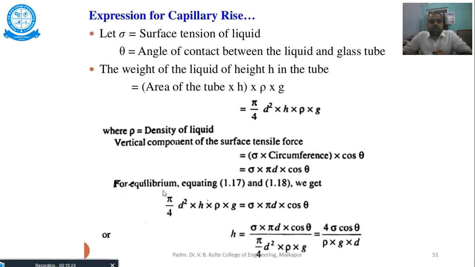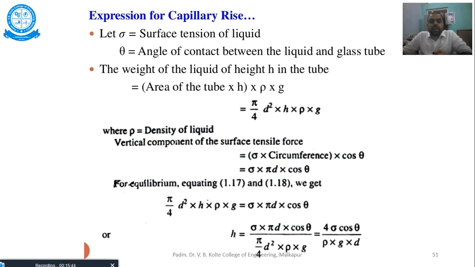Okay, so let sigma be the surface tension of the liquid, theta be the angle of contact between the liquid and the glass tube, and consider the weight of the liquid of height h in the tube. How are we going to calculate this weight of the liquid of height h in the tube?